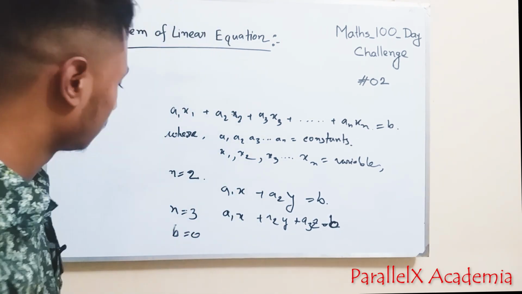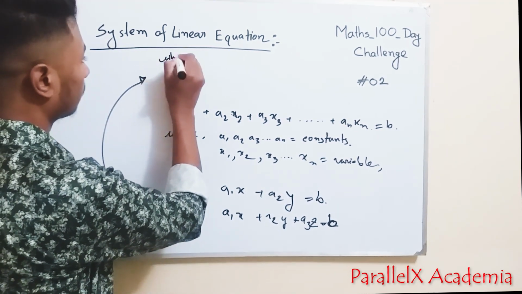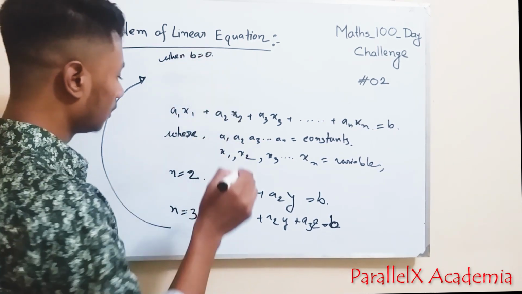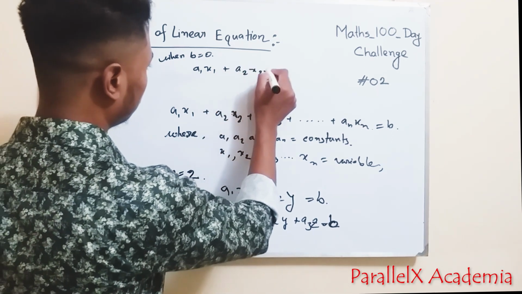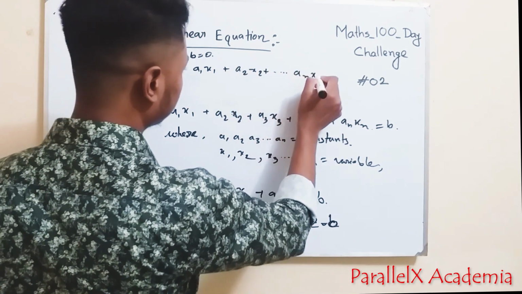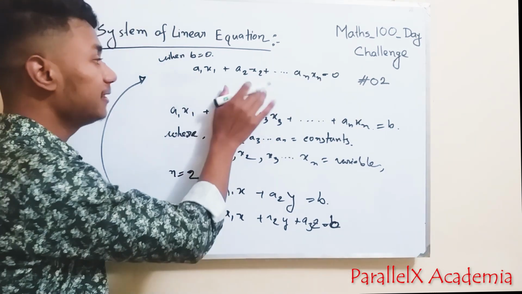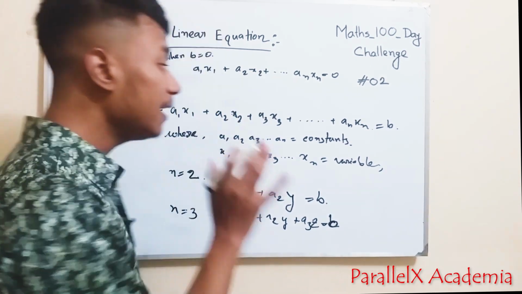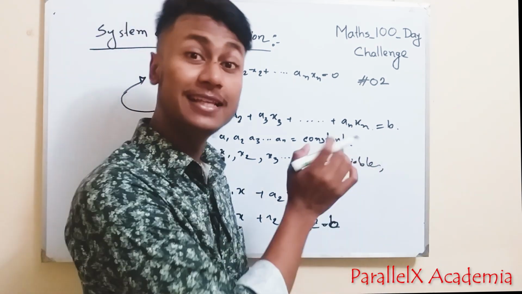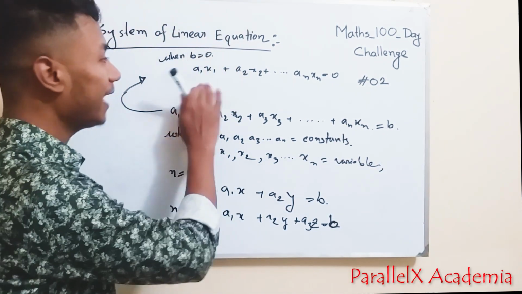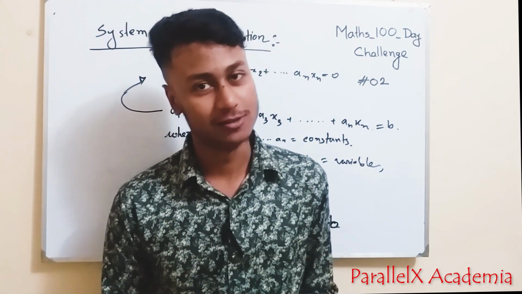Alright, I'm writing it here. When b equals 0, then we can write a1 x1 plus a2 x2 plus dot dot dot plus an xn equals 0. And this is called a homogeneous equation. If the value of this constant, that is b, is 0, we can say that a1 x1 plus a2 x2 plus dot dot dot plus an xn equals 0, and this is a homogeneous equation.